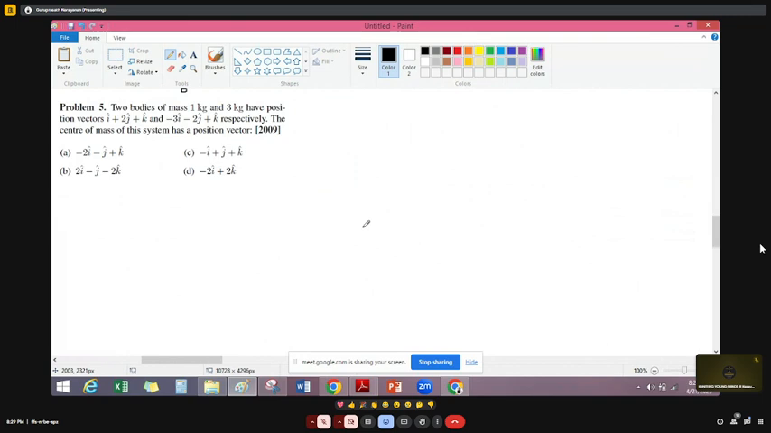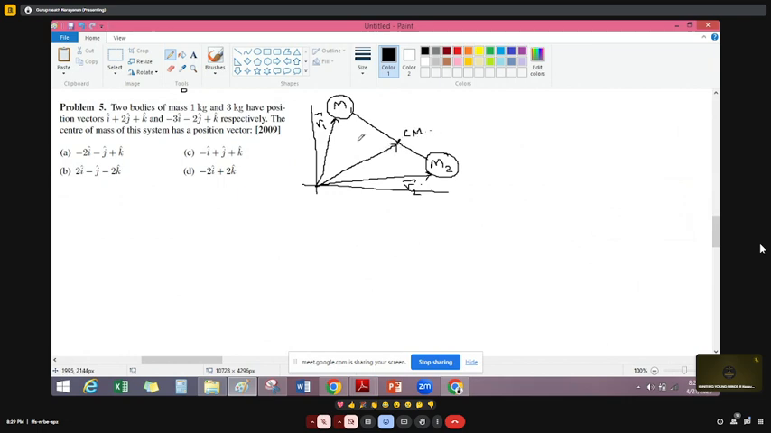Two bodies of mass 1 kg and 3 kg have position vectors. The center of mass of the system has a position vector. So I think at the very beginning we talked about this. Position vector means from the origin. So let's say I have a mass here, and let's say I have another mass here. So the line joining them is like this. This is position vector R1 vector, position vector R2 vector. The center of mass, let's say somewhere here. So this is my center of mass.